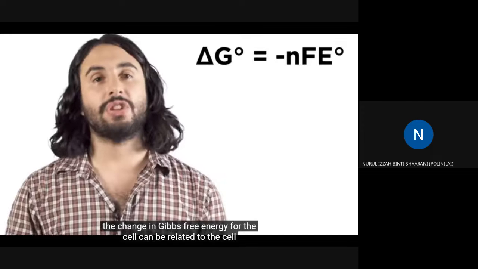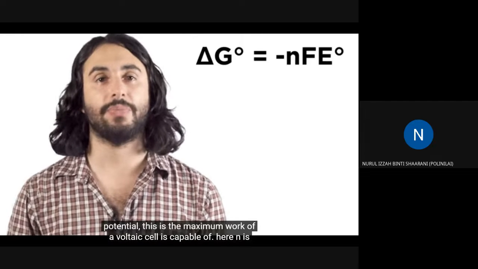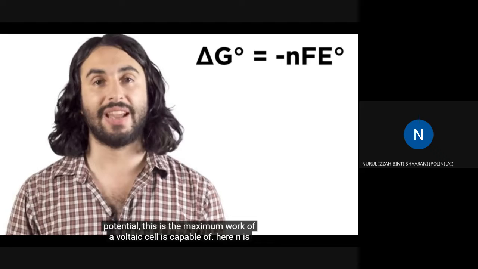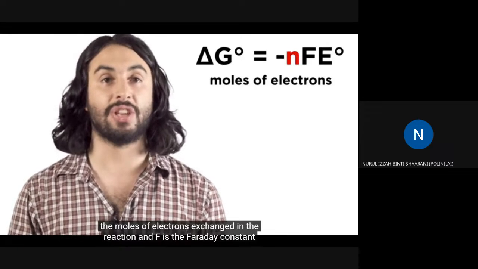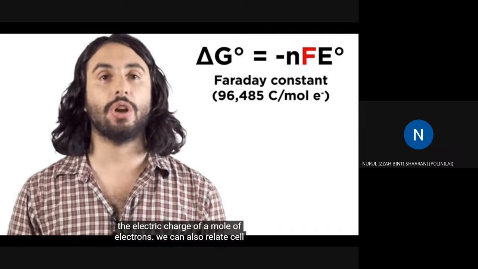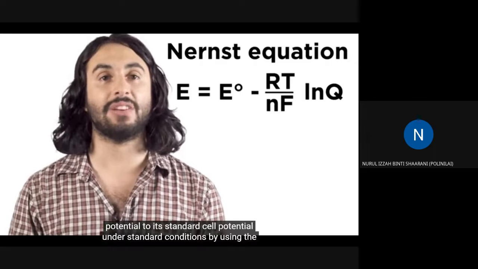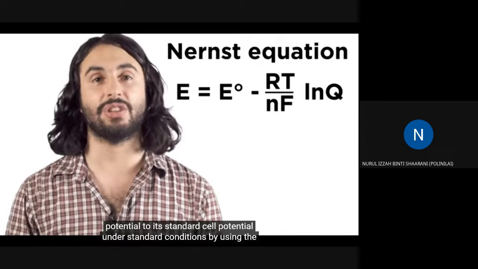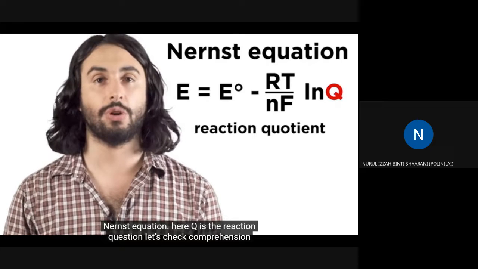The larger the E cell value, the greater the current the cell will generate. The change in Gibbs free energy for the cell can be related to the cell potential. This is the maximum work a voltaic cell is capable of. Here, n is the moles of electrons exchanged in the reaction, and F is the Faraday constant, the electric charge of a mole of electrons. We can also relate cell potential to its standard cell potential under standard conditions by using the Nernst equation. Here, Q is the reaction quotient.